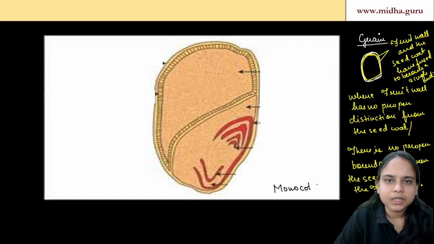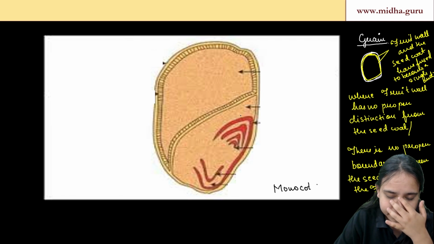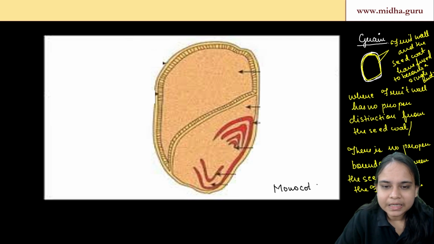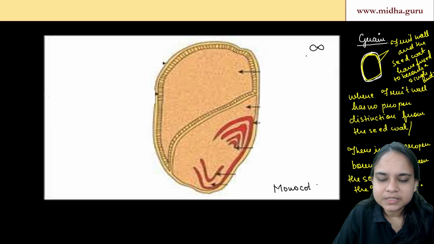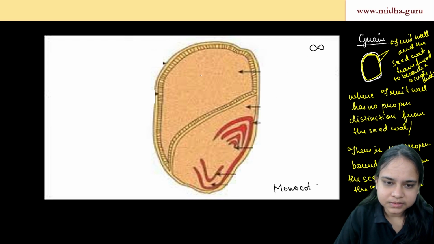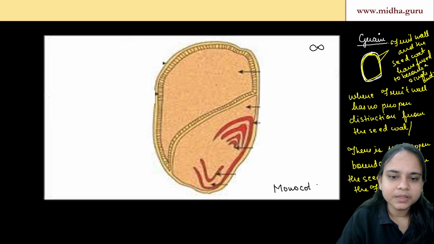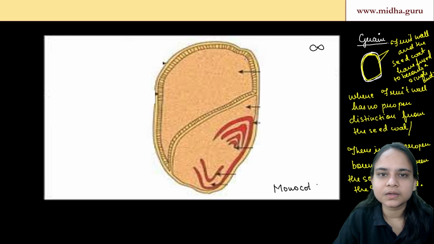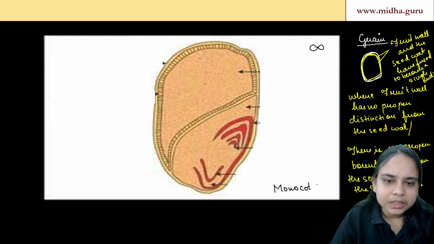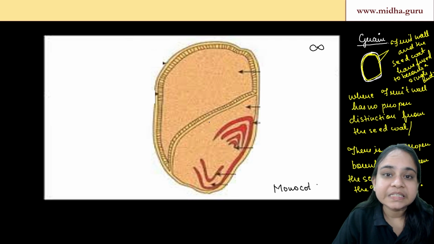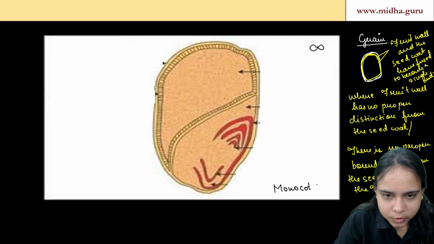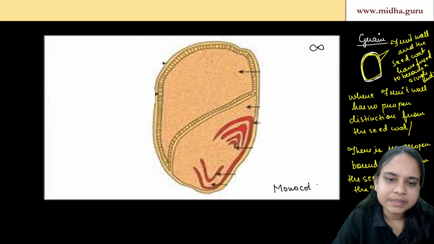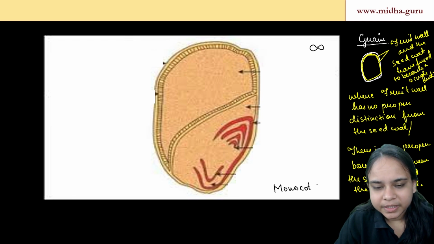Now before getting into the diagram, we need to understand that in case of dicot there were two compartments like this, but in case of this monocot, we have just one compartment, and within this the endosperm as well as the cotyledon is present. But the endosperm and the cotyledon have a proper distinction between them. The endosperm has a separate compartment, and the cotyledon has a separate compartment.